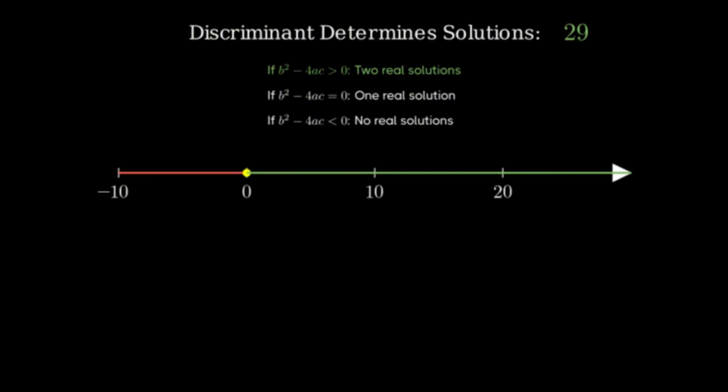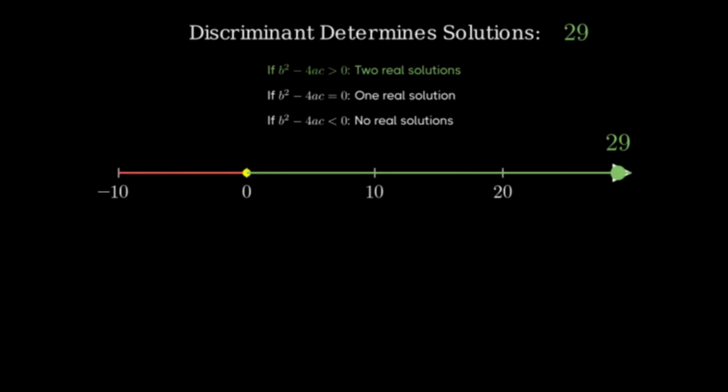The further away from 0, the more distant the two solutions will be from each other. Our discriminant is 29, which falls well into the positive region. This not only confirms that we have two real solutions, but the relatively large positive value suggests that these solutions are quite far apart from each other on the number line.